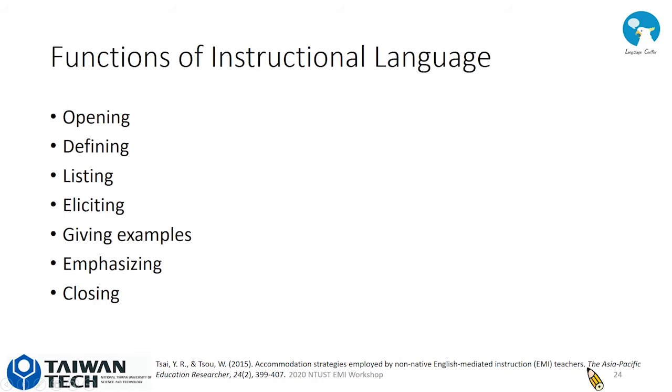So number 1, opening. How do you open a class? Number 2, defining. We all have to define some concepts in a class. Listing. How do you list? You have to present a list of things. Eliciting. How do you invite students to speak? Giving examples, that's simple. Emphasizing, okay? Closing. You can choose some of them to write your answers on, okay? So you can try to respond to some of the items.